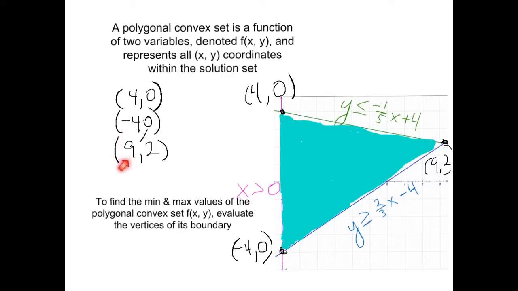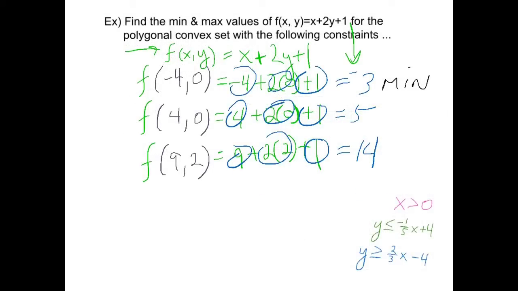Wherever there's an x, plug these numbers in. Wherever there's a y, plug these numbers in. And you're going to get an f of x, y value. Or, I'm sorry, a minimum value. And what's the biggest number you see? 14? Me too. That's our max. Ta-da! That's how you find the min and max.